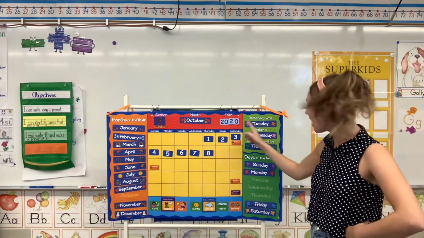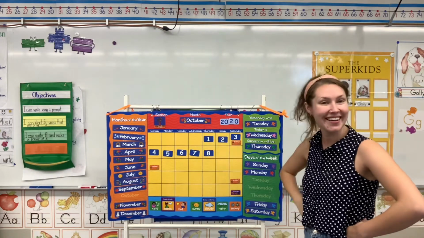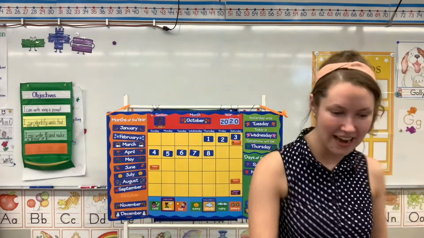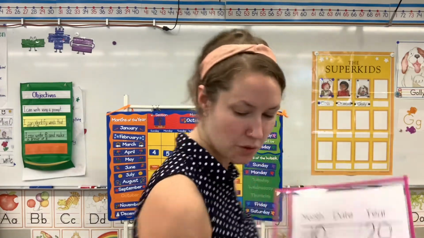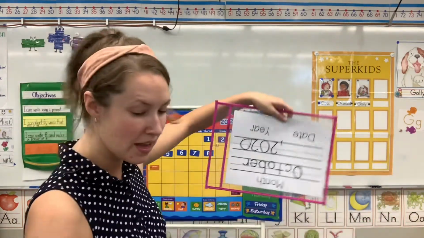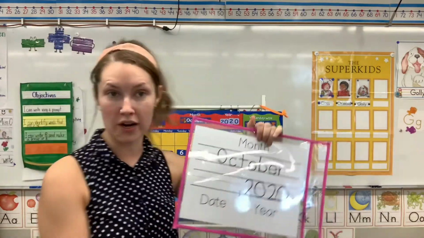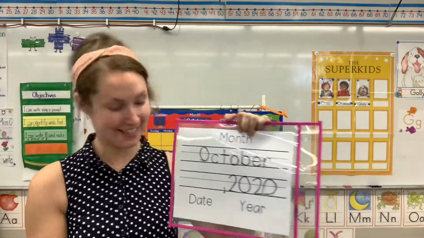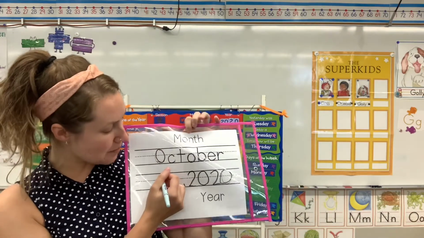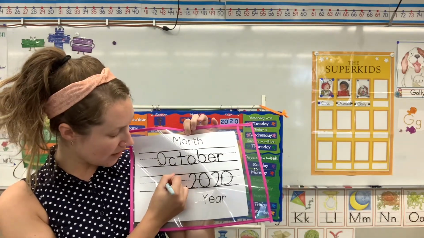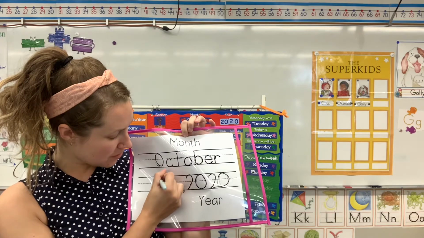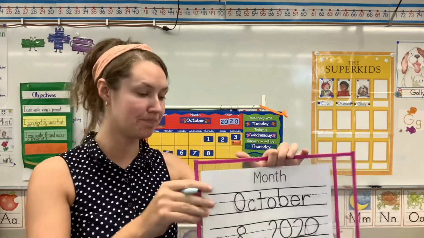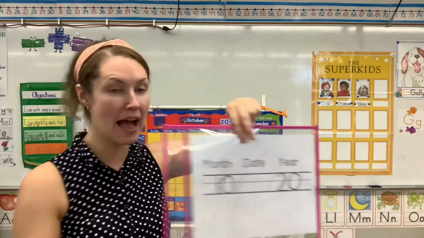What year is it? 2020. Very good. I think we're ready to write the date. So I'm going to get my date sheet out here. And let's start on the side with the words. October, and today is the 8th, just like we talked about. And I'm going to make my 8 just like our figure 8 that we talked about, making that S and making another backwards S back up. I'm going to do the same thing on the back.